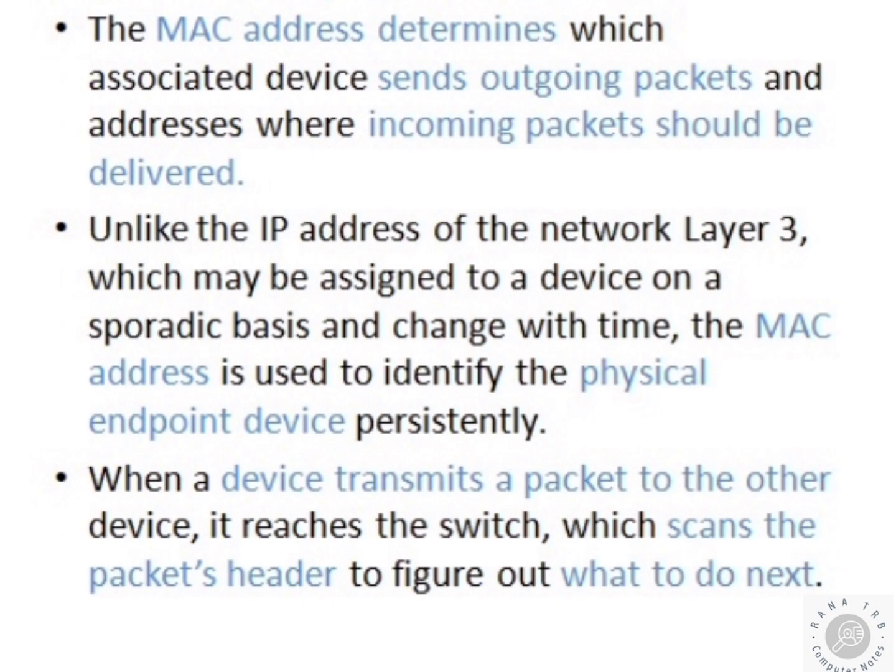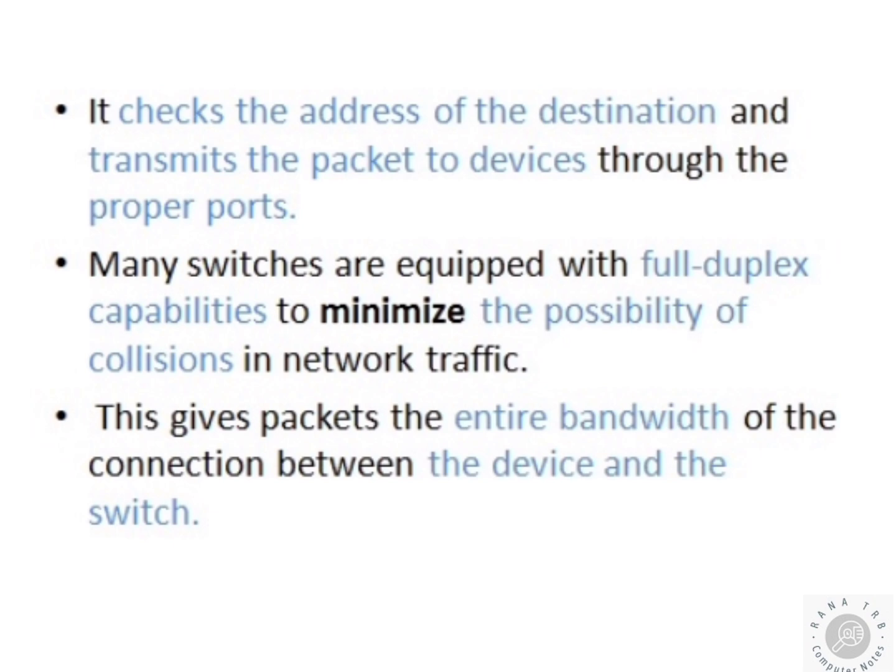But in the network layer we have the IP addresses. It is sometimes visible and it can be changed based upon the process. But the MAC address is always used to identify the endpoint of the device, that is where the data has to be transferred. So when a device transmits packets to other devices, first it will reach the switch. Here the switch will scan the packet header to find out what process to do next. Once after checking, it will check the address of the destination and transmit the packet to that particular device through the port.